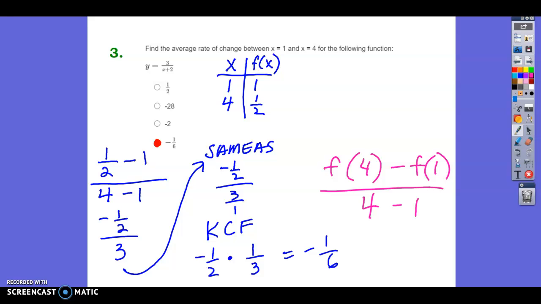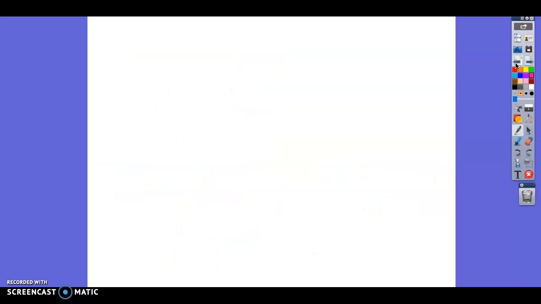You end up with negative 1/2 divided by 3. That's the same as negative 1/2 divided by 3 over 1. Keep, change, flip. We don't ever divide fractions. We multiply by the reciprocals, and here it is. That's why the answer is negative 1/6. I think that's it. That's all.